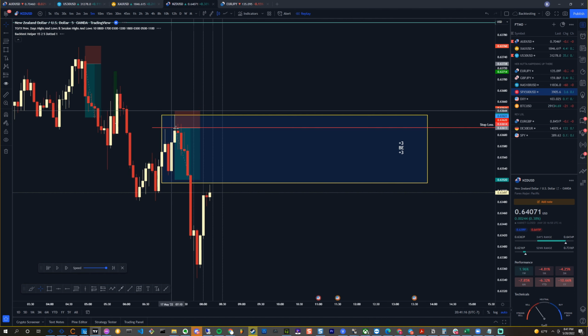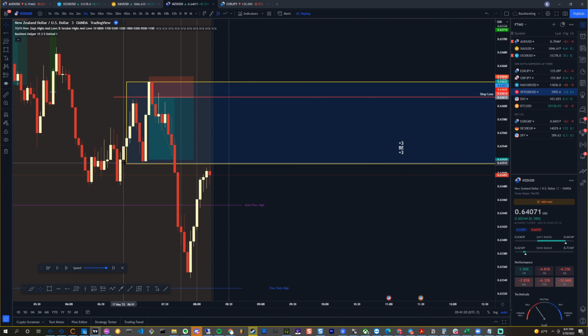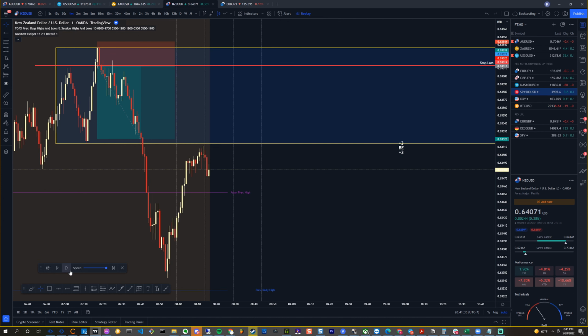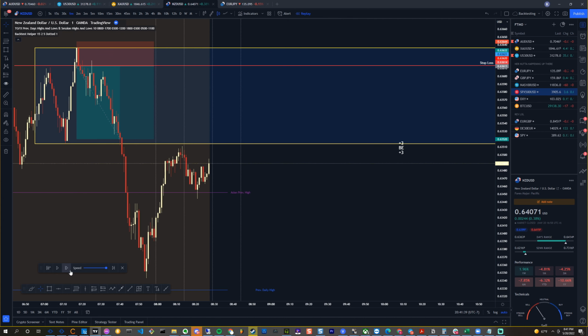I think the 5-minute or the 3-minute might be what we're playing off of. Maybe somewhere in here. Well, we'll see. We'll keep going. Just gotta keep going until it's clear to us. This is very choppy.